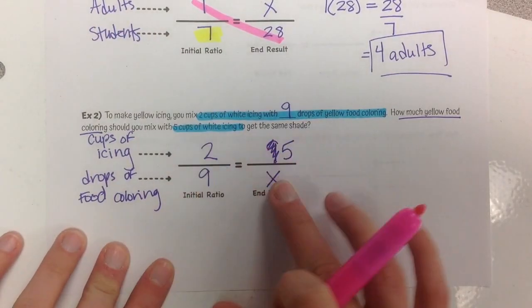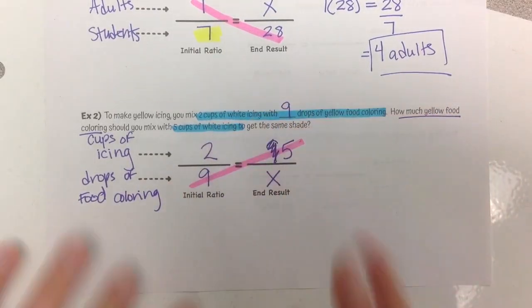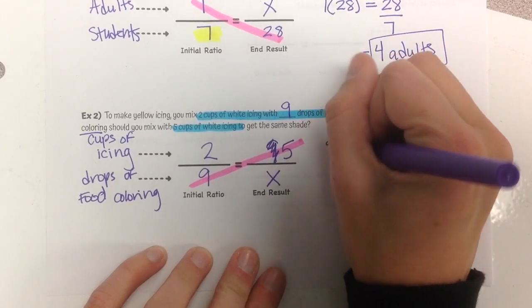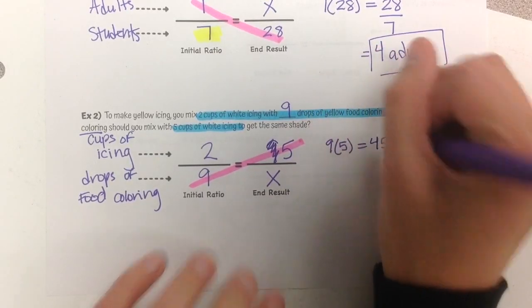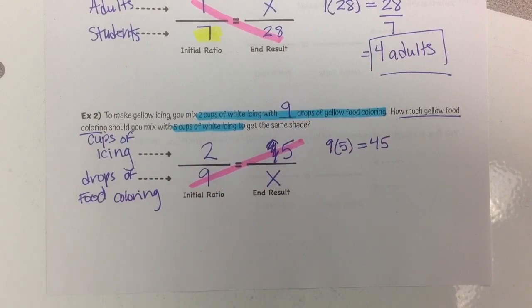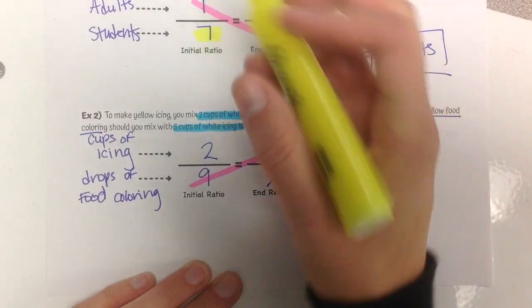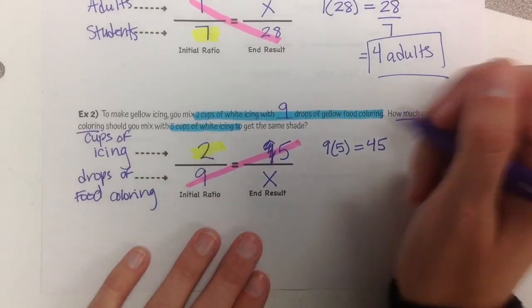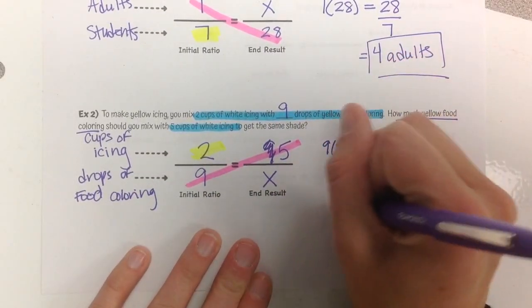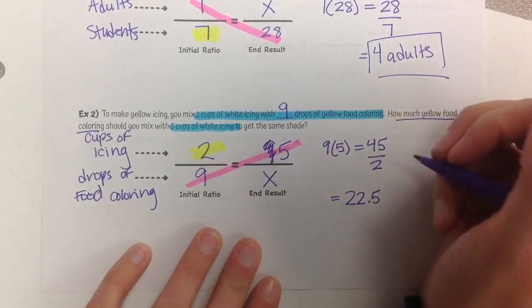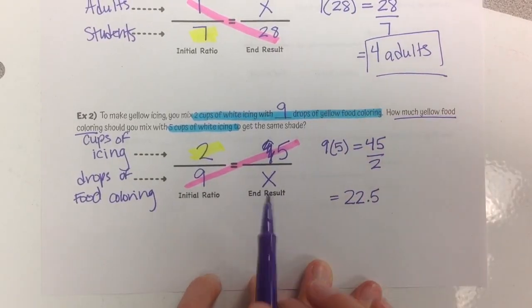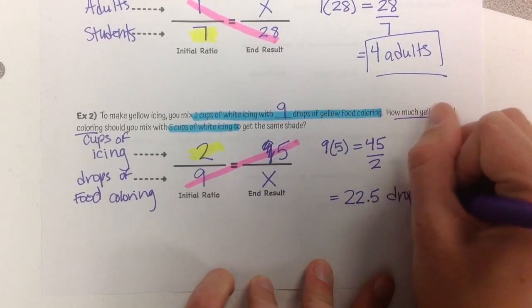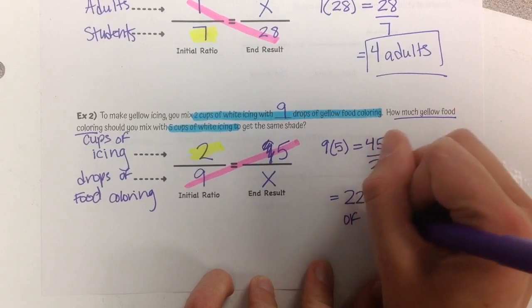I'm looking at which diagonal has 2 numbers. This one right here does, so we are going to multiply 9 times 5, which gives us 45, and then we are dividing by the number that's in the same diagonal as the variable. So that is 2. We are going to divide by 2, and we get 22 and a half, 22.5. And what were we solving for? It's on the bottom, which was food coloring, so drops of food coloring.